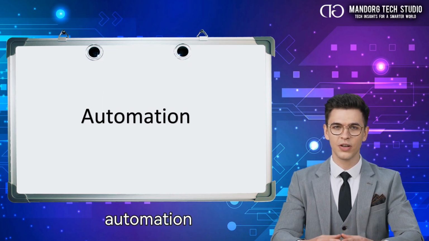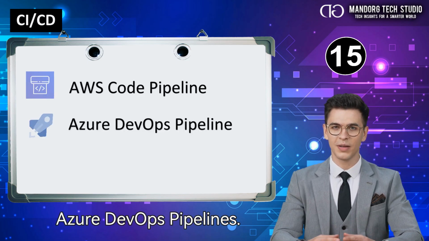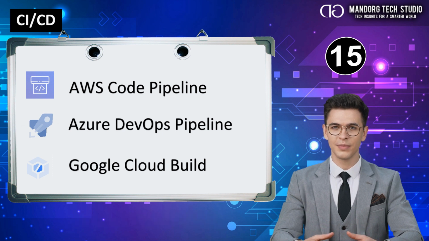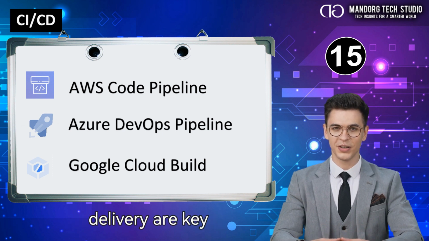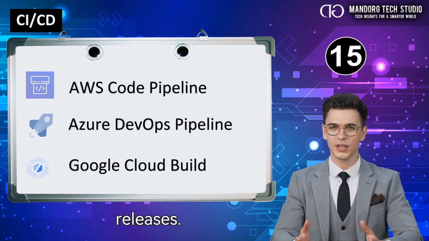And finally, let's look at automation. 15. AWS CodePipeline, Azure DevOps Pipelines, Google Cloud Build. Continuous integration and delivery are key to modern app development. These services automate the process of building, testing, and deploying your code, ensuring faster, more reliable releases.